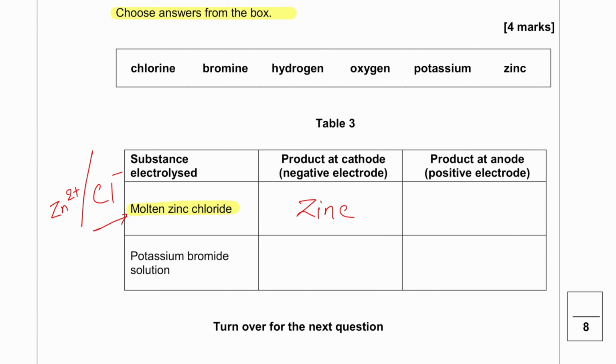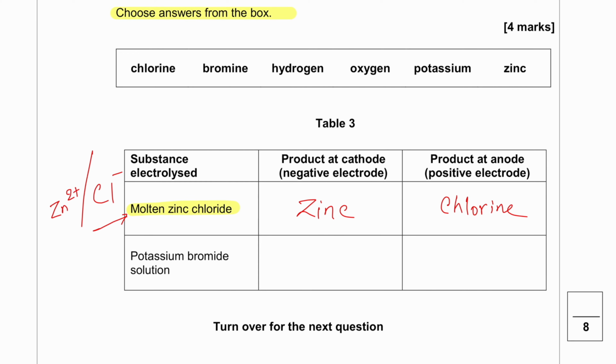And the chloride is going to go to the anode because it's negative. Negative means the anion is going to go to the positive electrode because unlike charges attract and like charges repel. So we're going to get chlorine here.